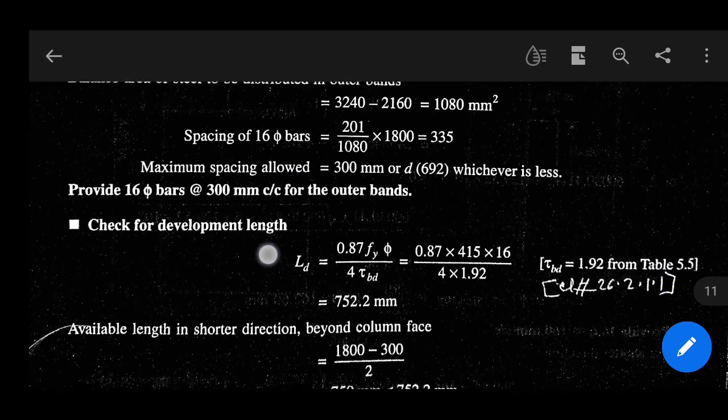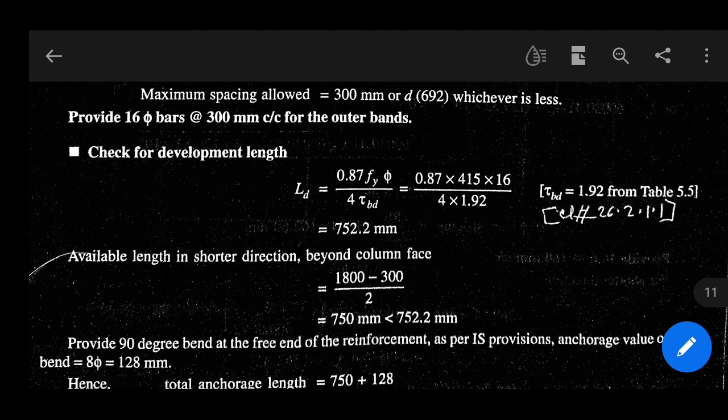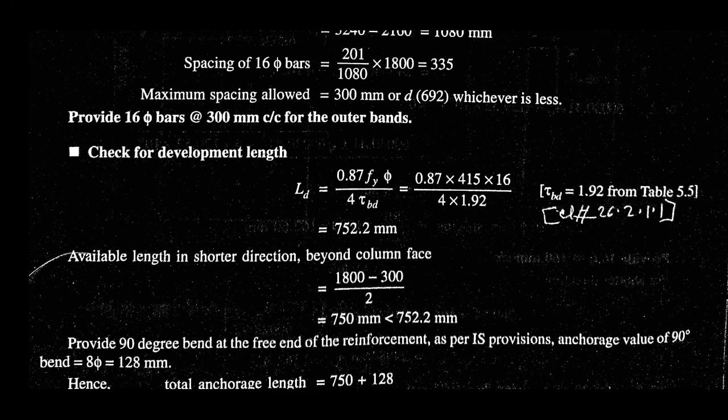Now the last step, we have to check for development length. So development length we have to check from clause number 26.2.1.1 of IS 456 2000. Ld is equal to 0.87 fy into dia by 4 tau bd, is equal to 0.87 into 415 into 16 by 4 into 1.92, that is equal to 752.2 mm. Now available length in shorter direction beyond column face is 1800 minus 300 by 2, that is equal to 750 mm, which is less than 752.2 mm.